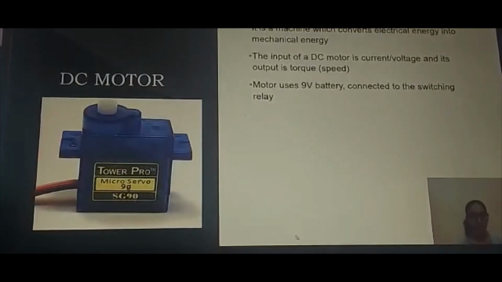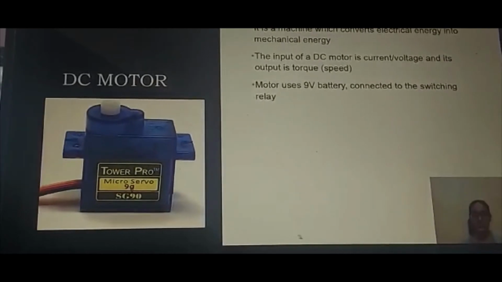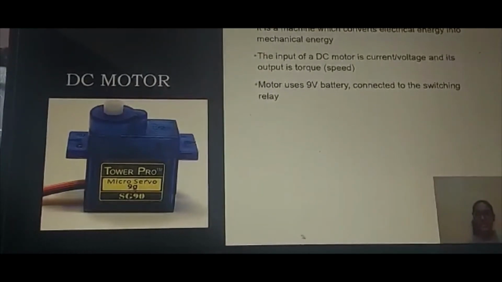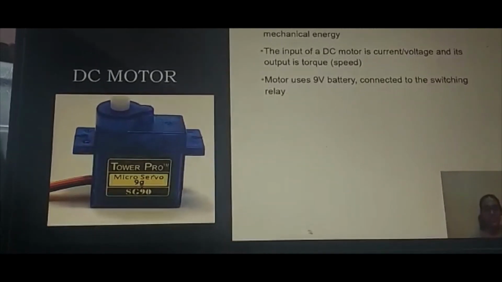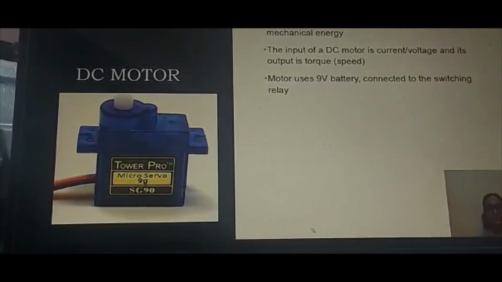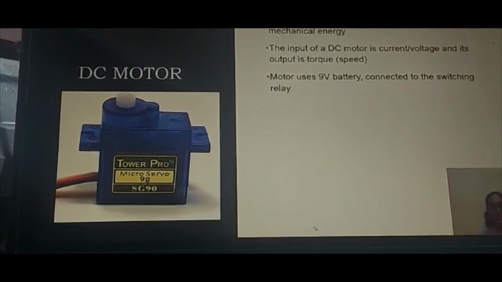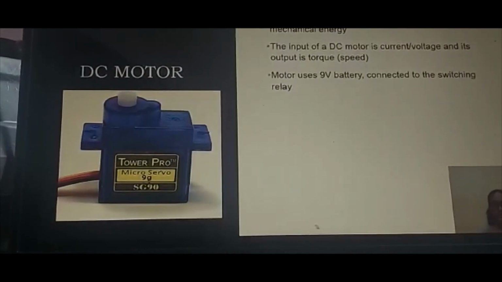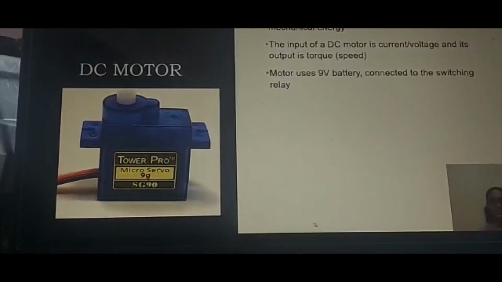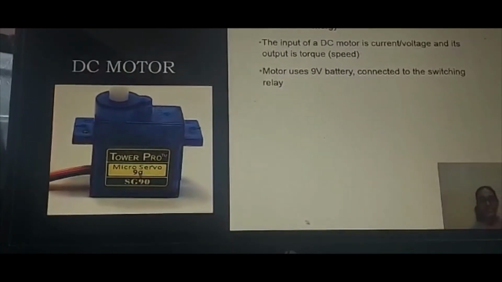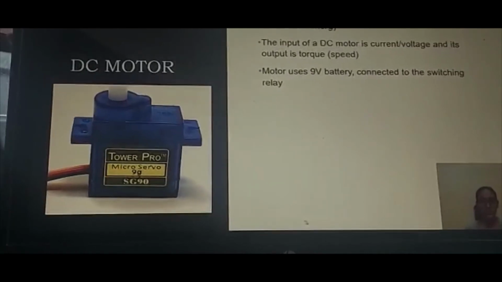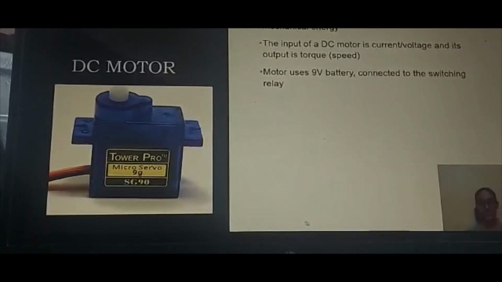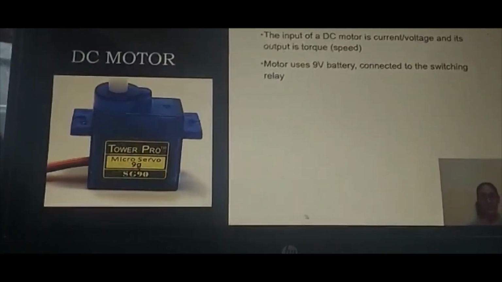Moving towards the next component, that is DC motor. It is a machine which converts electrical energy into mechanical energy. The input of a DC motor is current and voltage and its output is torque. The motor used in this project is SG90 micro servo, weighing about 9 grams. This is programmed using the library Servo.h.